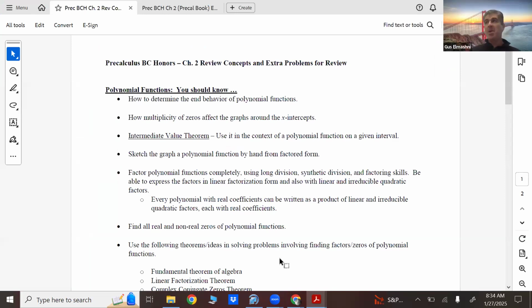I was hoping to get here 20 minutes before class started, but lights were out at El Camino, so it is what it is. Just crappy Bay Area traffic.